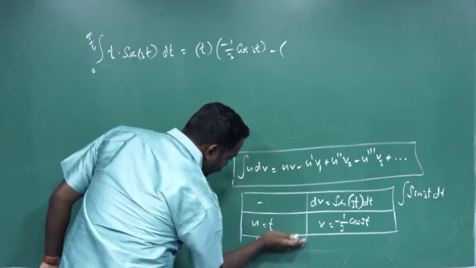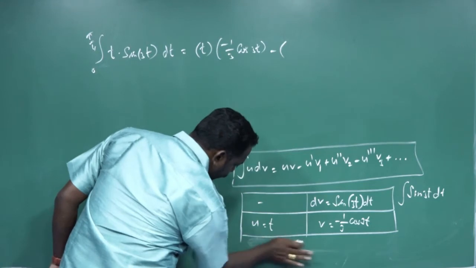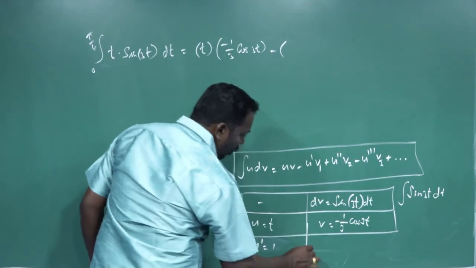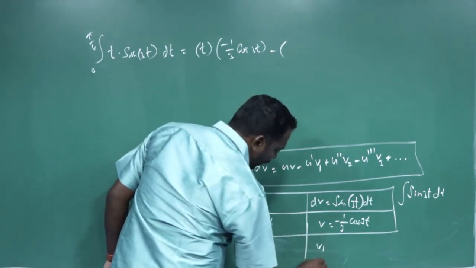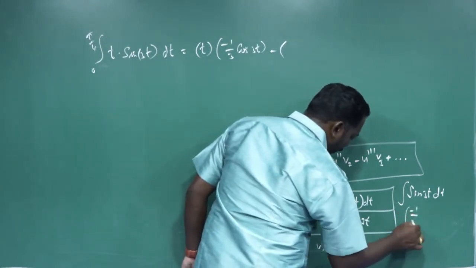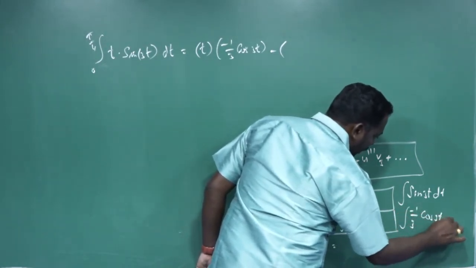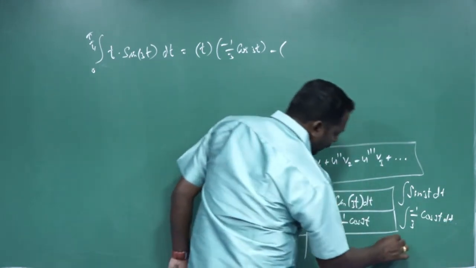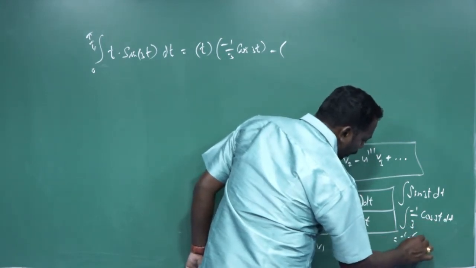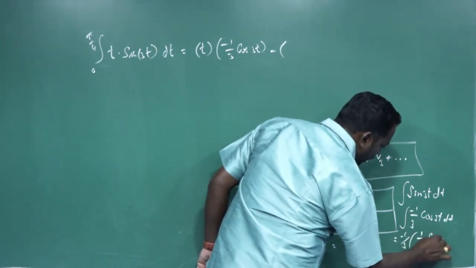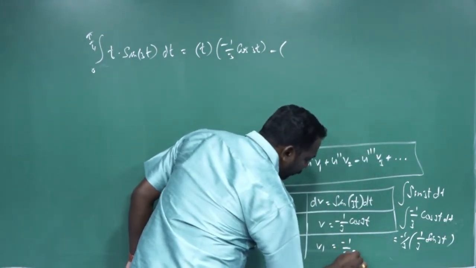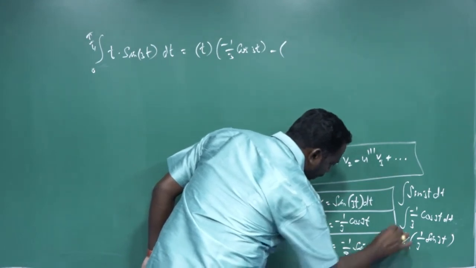u dash, simply we can write as u dash, equals the differentiation of t with respect to t, which is 1. Now the integration of v, defined as v1, equals the integration of minus 1 by 3 into cos 3t dt. Therefore, integration: minus 1 by 3 keep outside, integration of cos 3t equals plus 1 by 3 into sin 3t. Therefore, multiplying the terms, minus 1 by 9 into sin 3t remains.